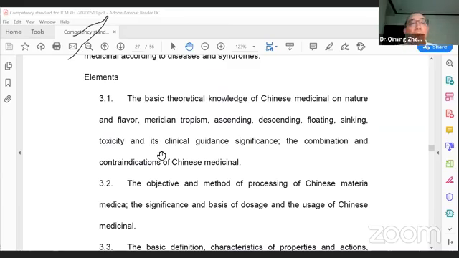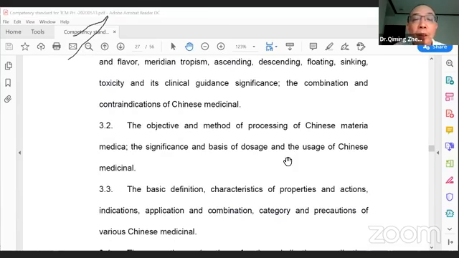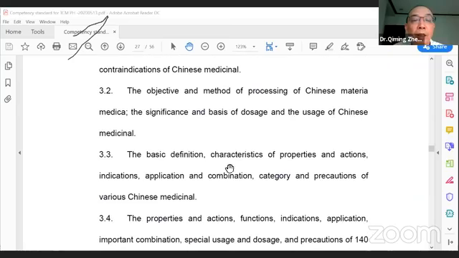So the herbs you need to know, the elements include here: the basic theoretical knowledge of Chinese medicine of nature and flavor, meridian tropism, ascending, descending, floating, sinking, toxicity, and its clinical guidance significance; the combination and contraindication of Chinese medicine; the objective and method of processing of Chinese materia medica; the significance and basis of dosage and usage of Chinese medicine.